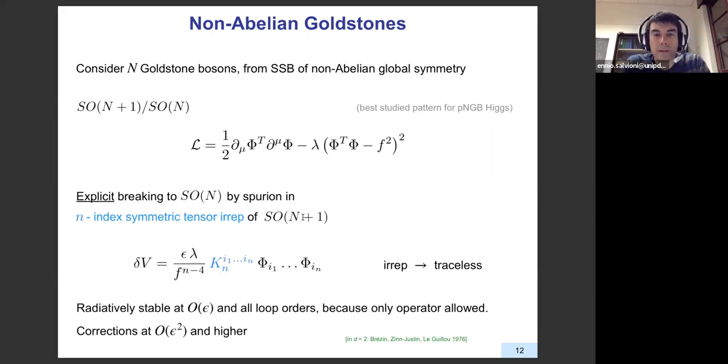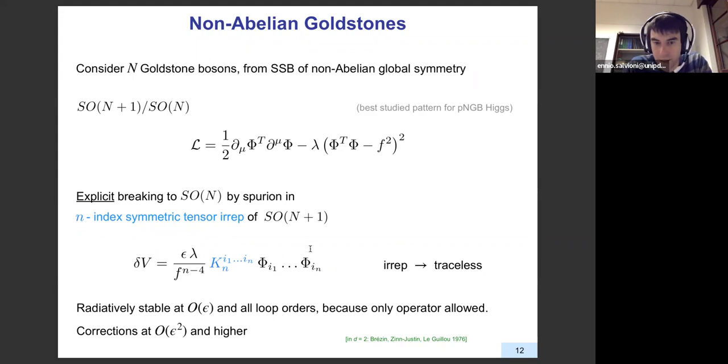Yes. So the parallel goes in the following way. If I want to achieve something like that, I'll assume that there is not only a spontaneous breaking, SO(N+1) to SO(N), I'll also assume an explicit breaking to SO(N), okay? And I'll do this by taking a spurion, which is in an n-index representation of SO(N+1). So this is a tensor with n indices, which is symmetric. And I write it as this kappa element here, which multiplies n instances of the phi field, which is a fundamental of SO(N+1), okay?